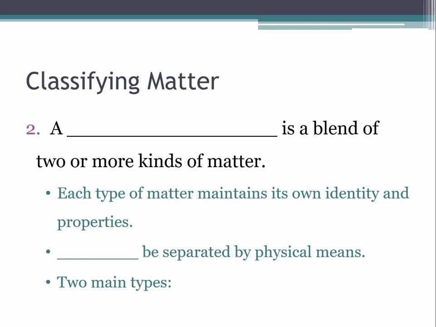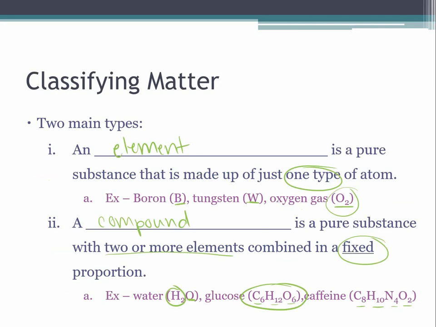On the other side of our types of matter, we have our mixtures. And a mixture is a blend of two or more kinds of matter. Notice this is not two or more elements, this is two or more kinds of matter. Within this, each type of matter maintains its own identity and properties. Back here, when we were talking about our pure substances, when we make a compound out of carbon and hydrogen and oxygen, if we arrange them specifically in this ratio, they stop acting like carbon and hydrogen and oxygen and they start acting like glucose.